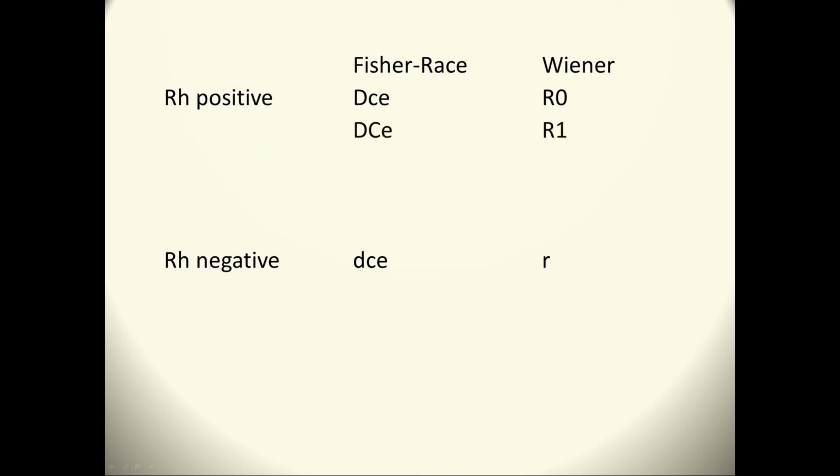Going a bit further, the Rh positive haplotype D little c little e will be denoted as R0. The Rh negative haplotype with the little c little e combination is simply denoted as little r. The Rh positive haplotype with the big C little e combination is R1, and the Rh negative haplotype with this big C little e combination is a little r single prime. The Rh positive haplotype with the little c big E combination is R2, and the Rh negative haplotype with this little c big E combination is little r double prime.